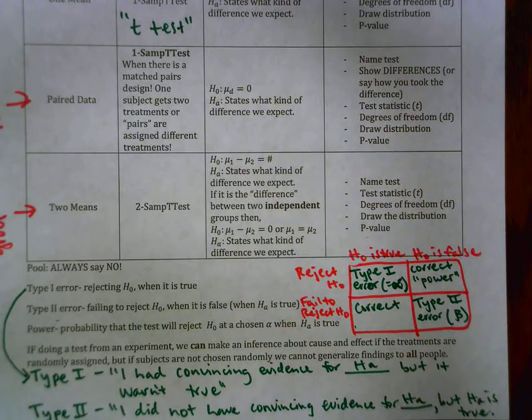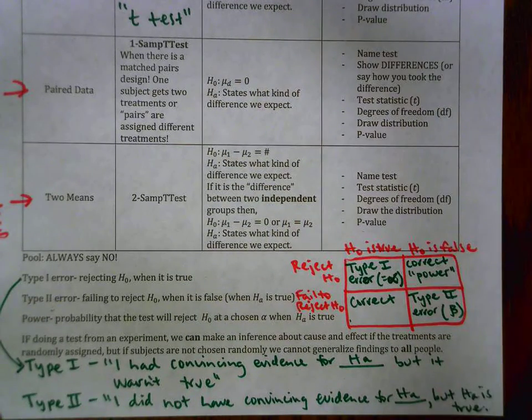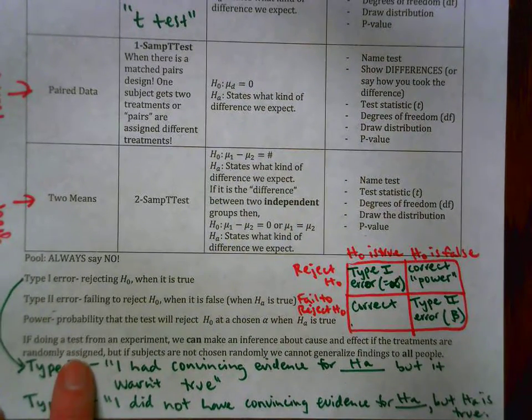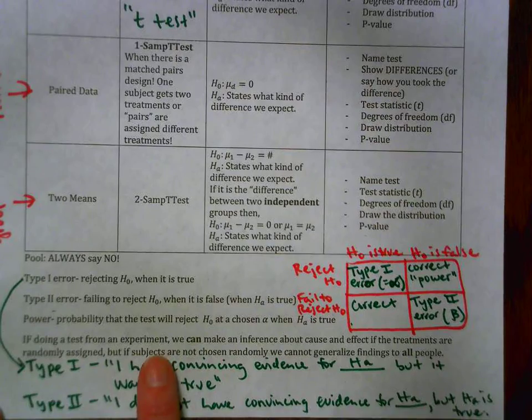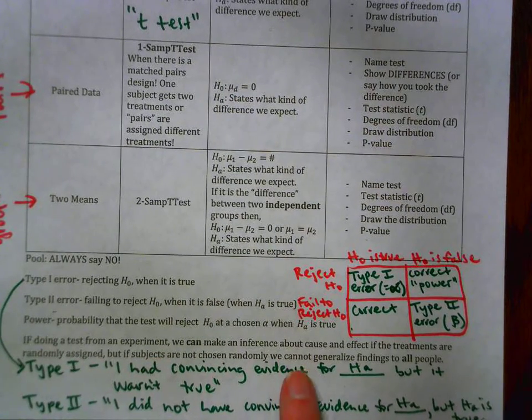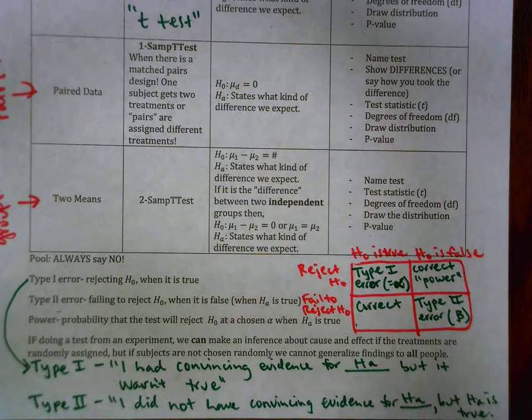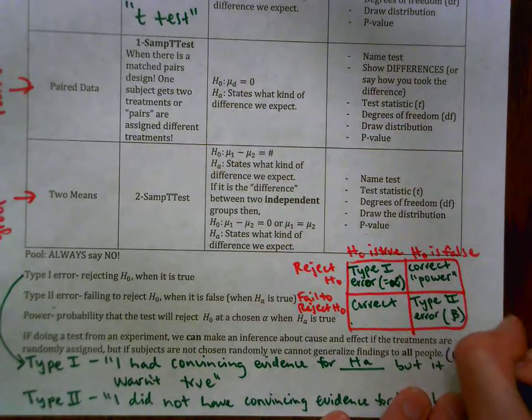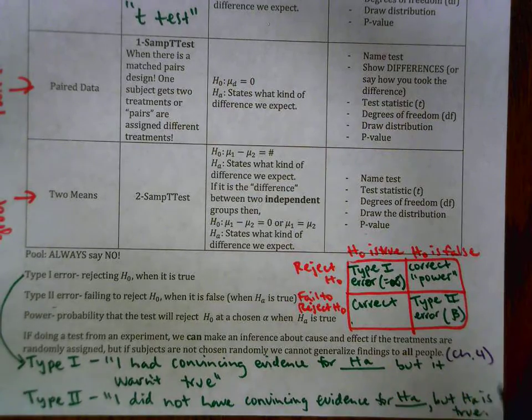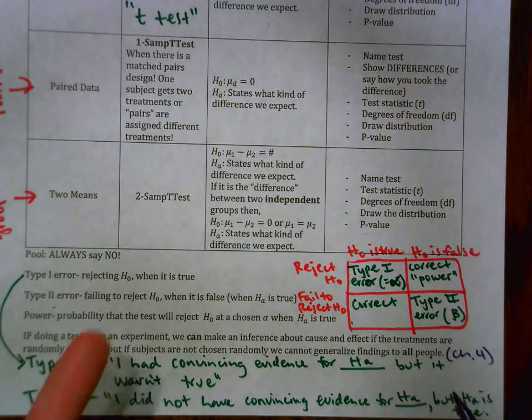The last thing is, if doing a test from an experiment, we can make an inference about cause and effect because the treatment is randomly assigned, but if the subjects are not chosen randomly, we cannot generalize to all people or the whole population. That's going back to chapter 4. If you look at the end of your chapter 4 notes, we did practice on the difference between random sampling and random assignment, and what that means for your conclusions. So that is chapters 9 and 10.